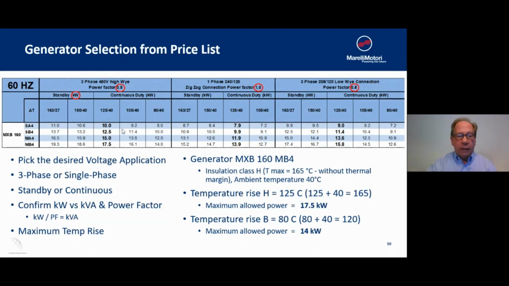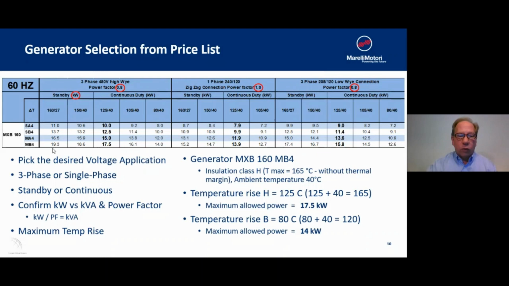Next, we have to look at standby or continuous. We're allowed to run it a little hotter if we're only running it in a standby or a temporary application. If it's a continuous application, then we have to be a little more conservative with the temperatures to make sure we stay within the insulation class of the generator.